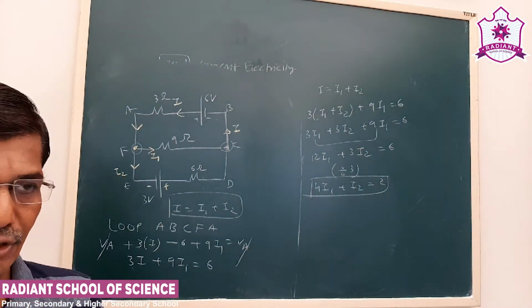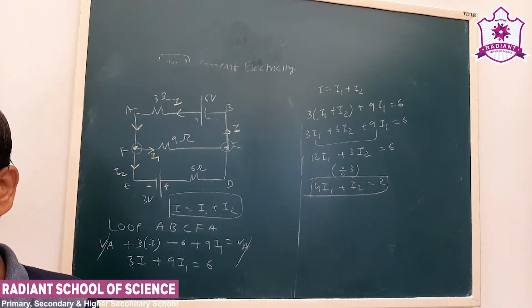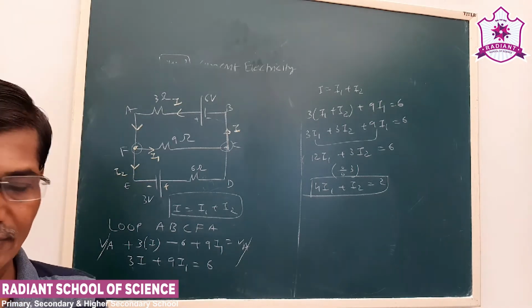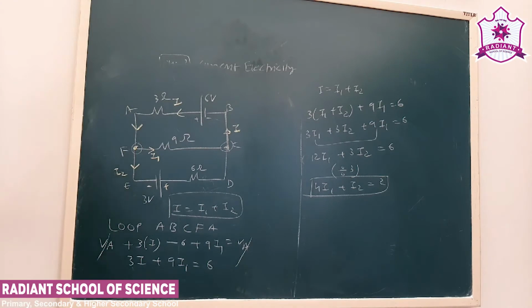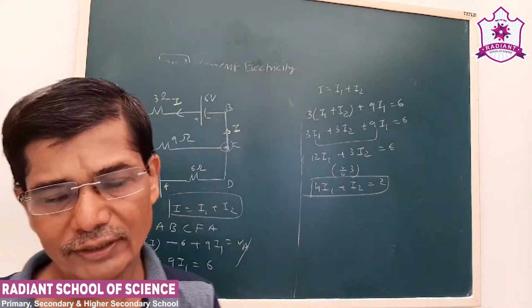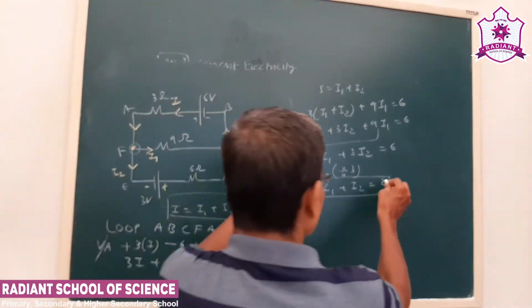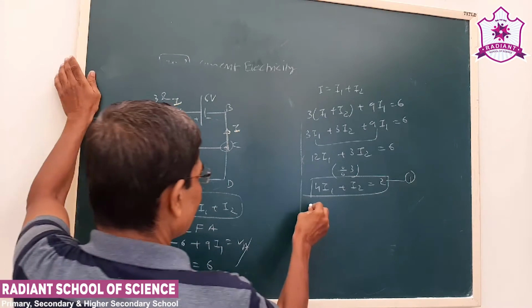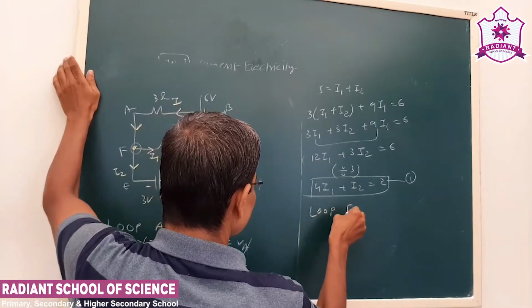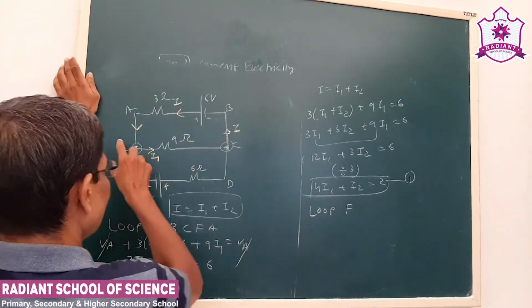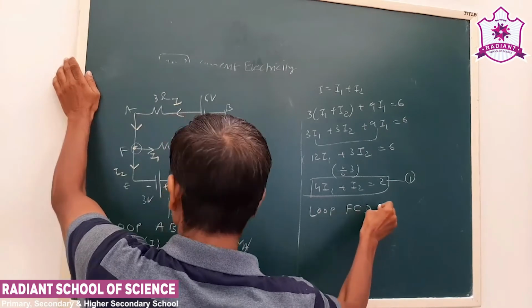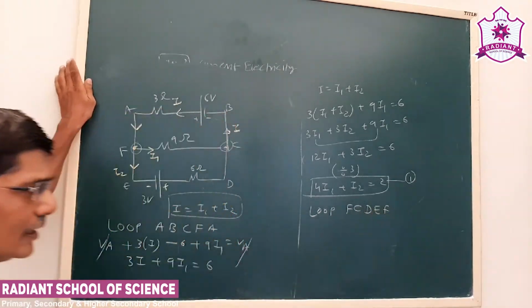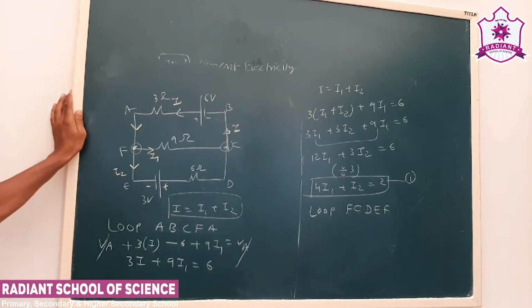Now see the simple mathematical or algebraic equation. We know whatever number of unknowns, we should have a similar number of equations. So here we have to find out I1 and I2, so we should have two equations. First equation we have obtained. Now we take the second equation, that is loop F, C, D, E, F. Now we write the equation for the loop F, C, D, E, F.